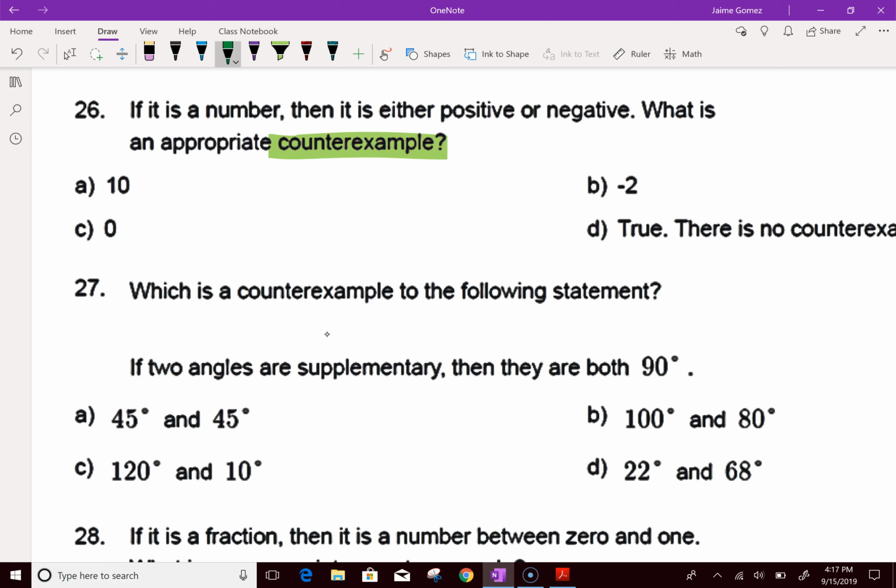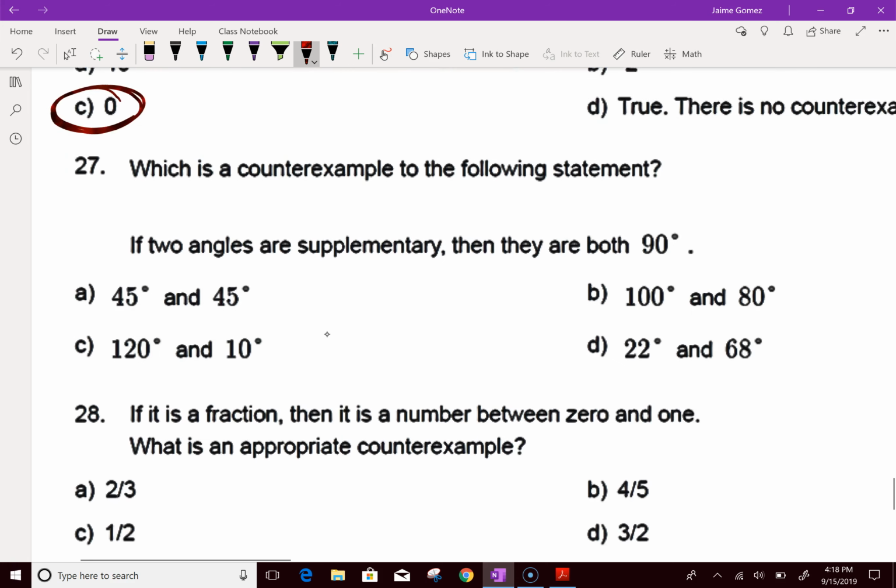Remember, counterexample means to prove it false. It says if you have a number, then it has to be either positive or negative. Is that true? All numbers are either positive or negative. Is that true or false? If it's true, you put letter D. If it's false, find one. It's false because 0 is not positive or negative. 0.